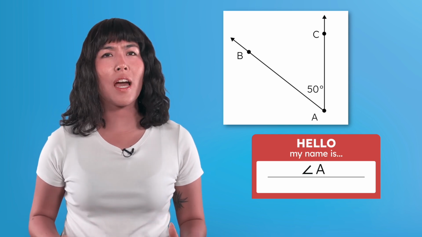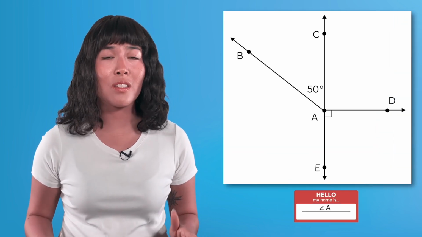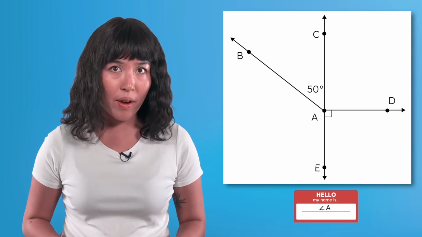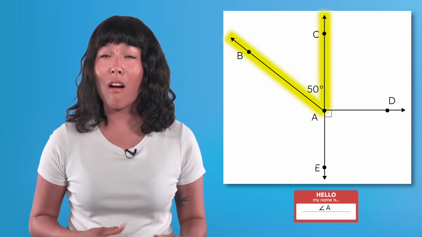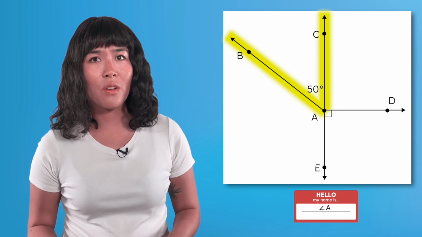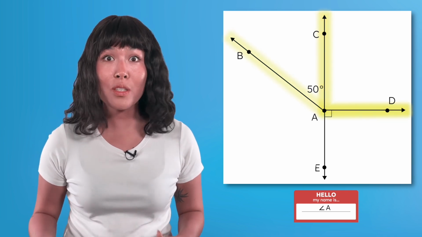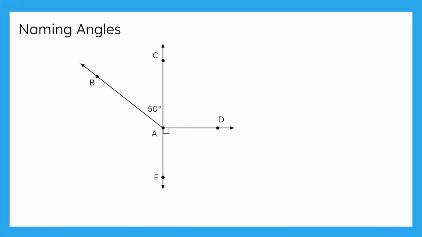But what happens when I have a bunch of different rays all intersecting at the same point? How can I name this angle A if this might also be angle A? Or this one? Or even this one? How can we name this angle so that it's clear we're referring to the angle formed by rays AB and AC? To be clear about which angle we're referring to, we can use 3 points.